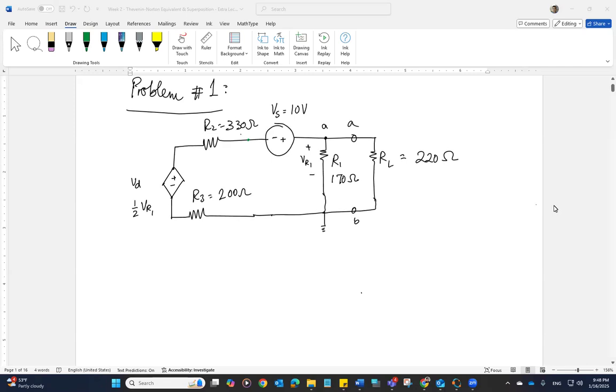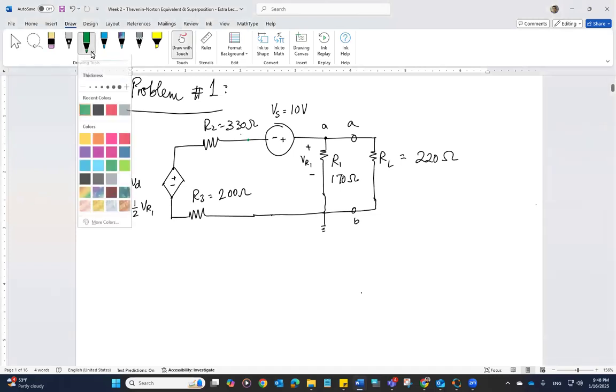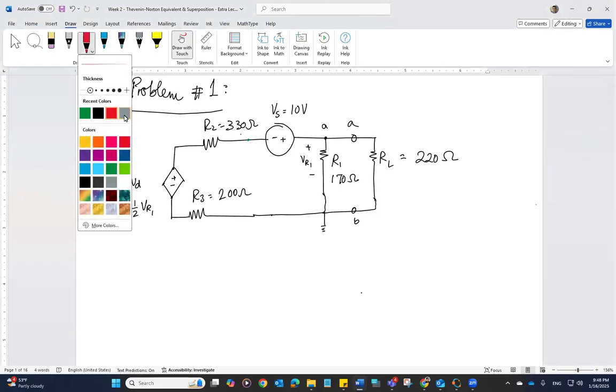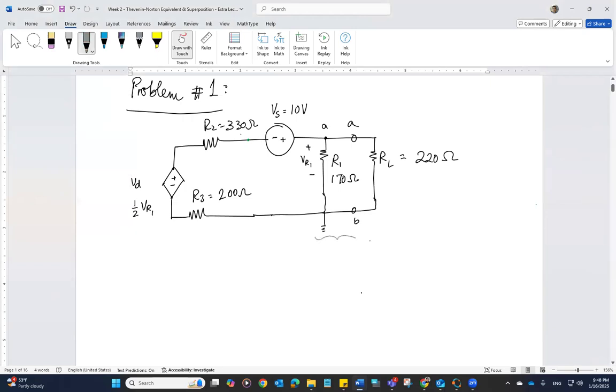It's a pretty straightforward circuit. What we can do is combine RL and R1 since they are in parallel, and then we will have only one loop, and we can easily do the loop analysis and calculate the current in this loop. I'm not going to create another circuit after combining them. I just assume that they're combined, and let's call the combination R equivalent.